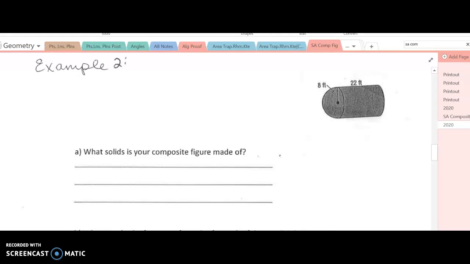Okay, so same idea on example 2. We're still finding the surface area of this composite figure over here. It looks like this time we have, what two shapes do we have? We have a half sphere, a hemisphere, and a cylinder, it looks like. Okay, so I'm going to do a half sphere. I know, that's a terrible drawing. And then a cylinder are two shapes there. So we're going to do this one.